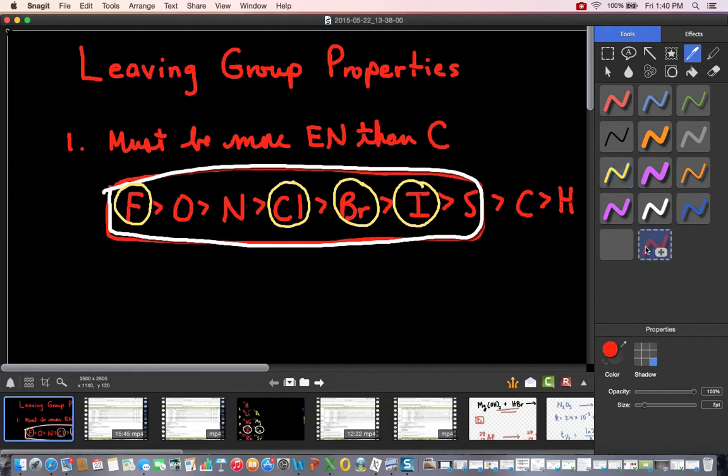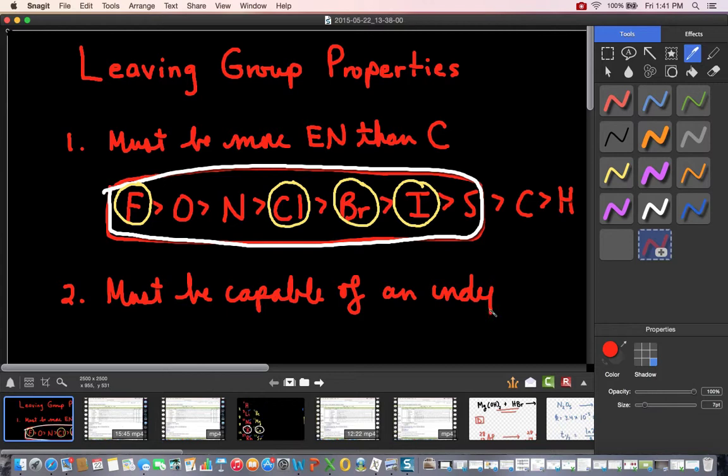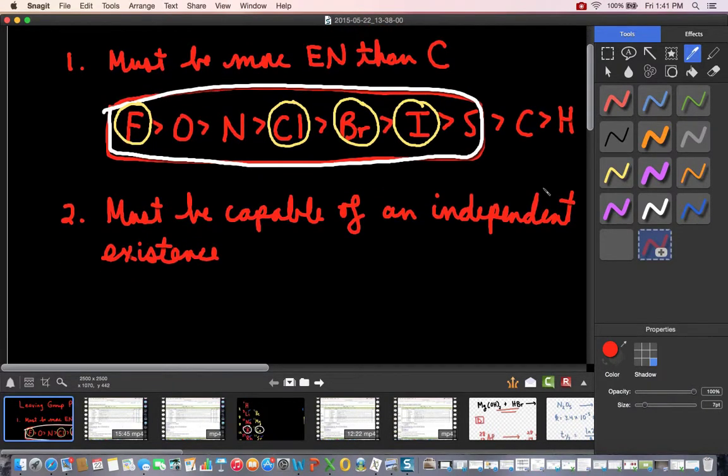Criteria number 2. The leaving group must be capable of an independent existence. It must be stable. So let's talk about some groups that meet criteria 1 but do not meet criteria 2.